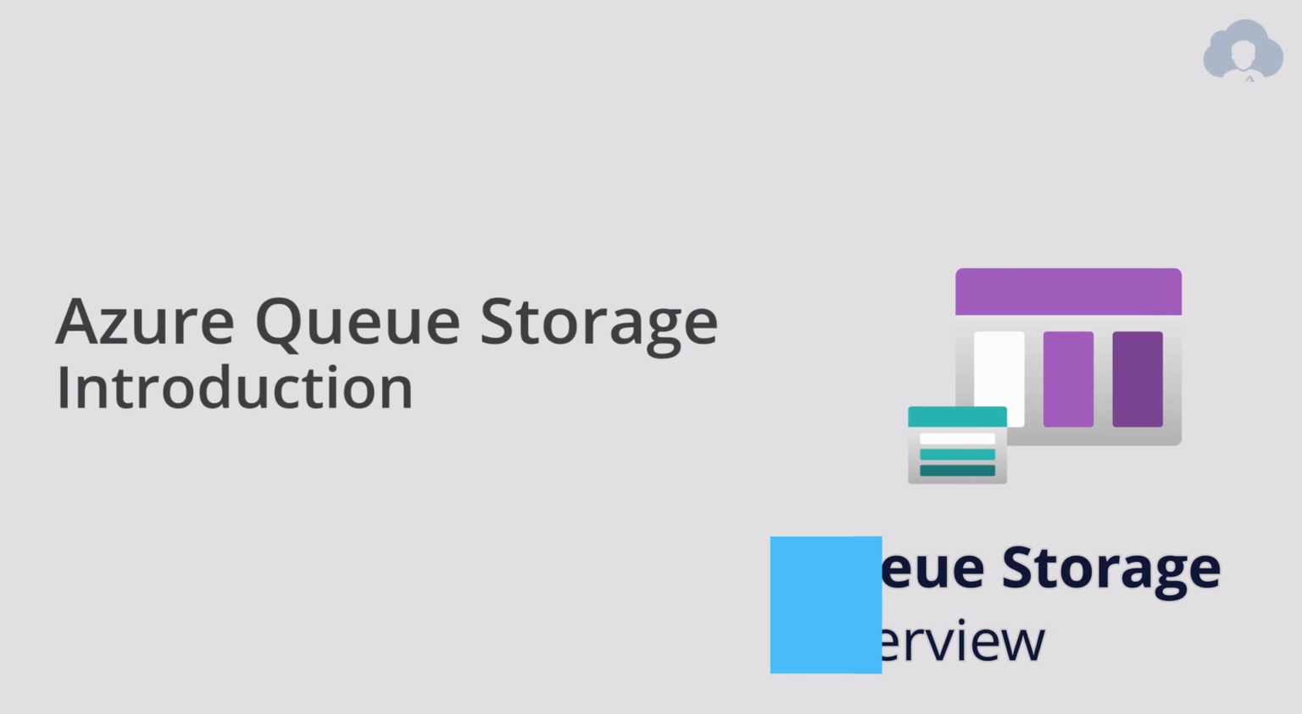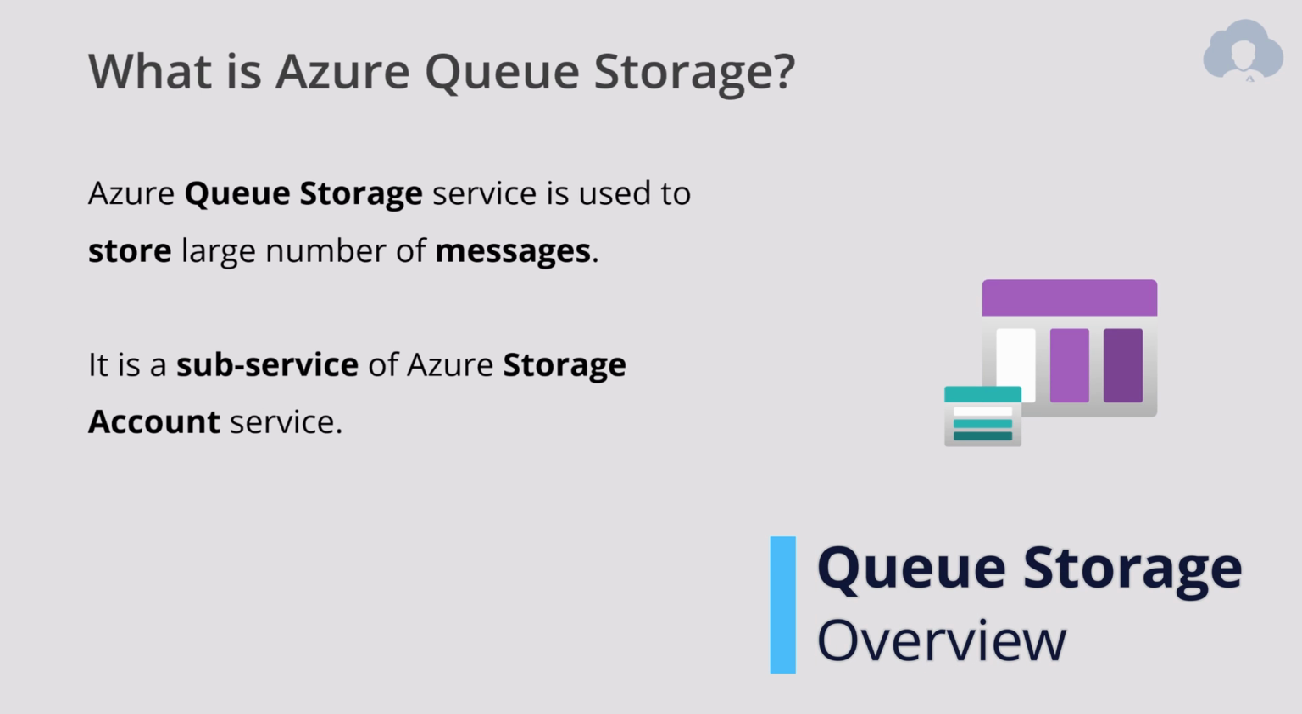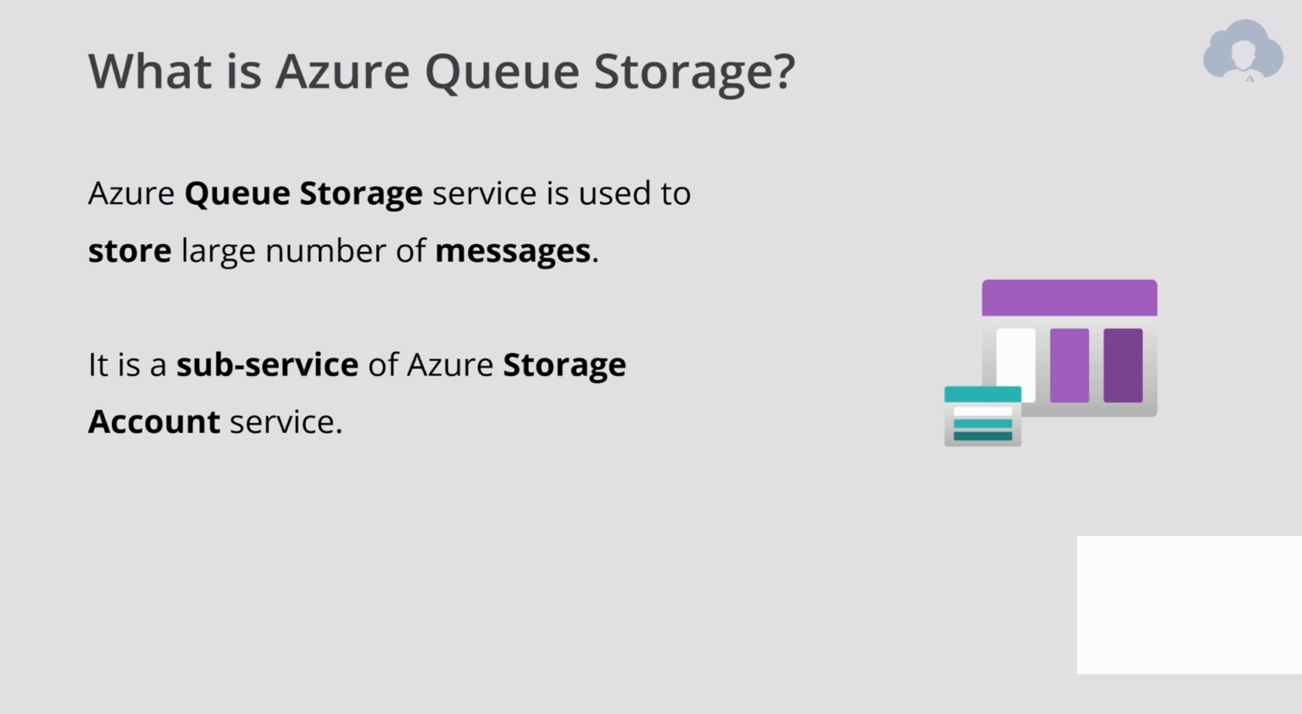As always, let's start with basics. Queue Storage is a service that was created for the purpose of storing large number of messages. It is also currently a sub-service of storage account within Azure. Therefore, if you've been already using Blob storage, then you already have access to the queue storage itself. So how does it work?